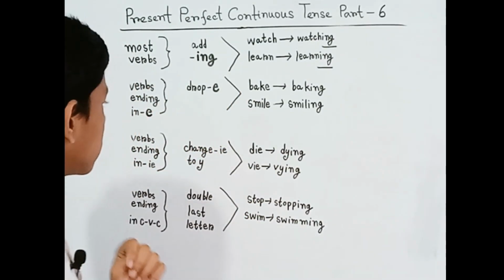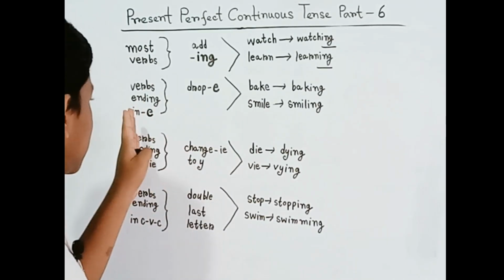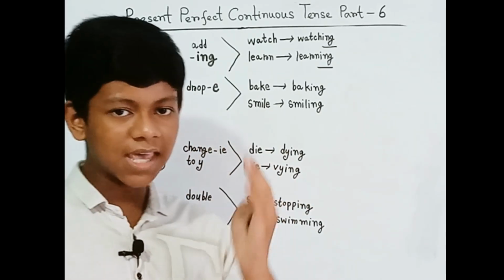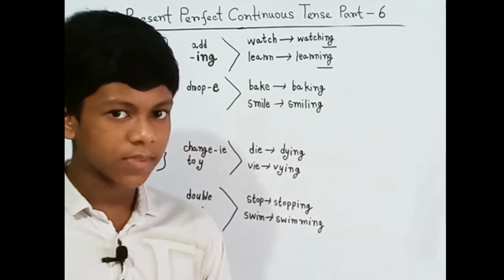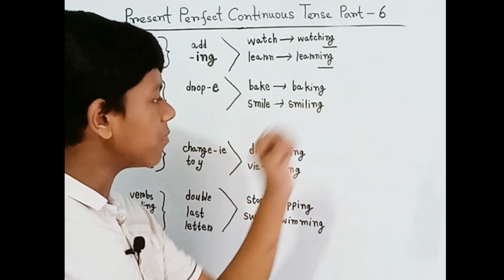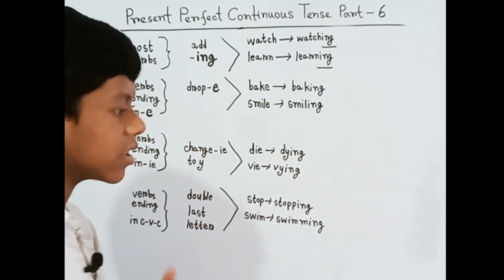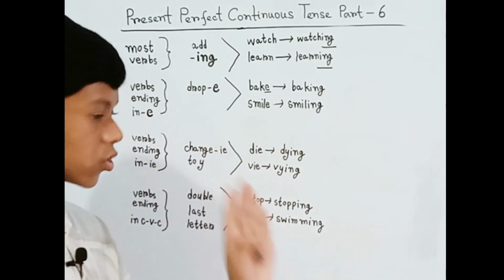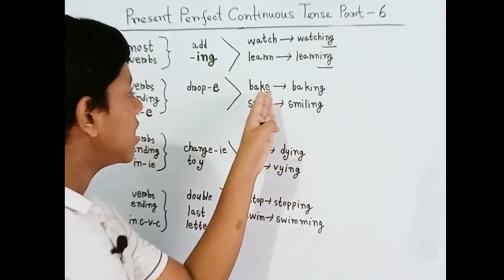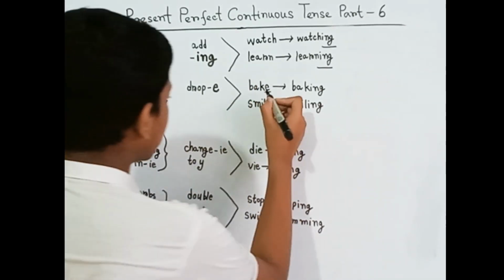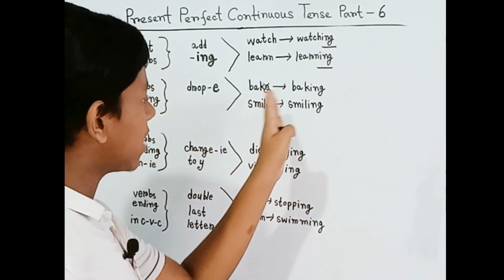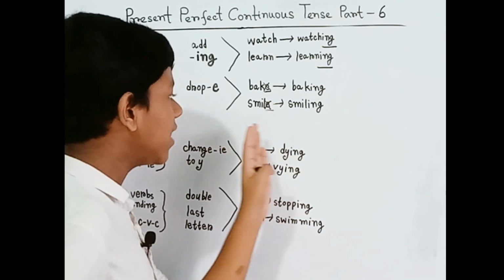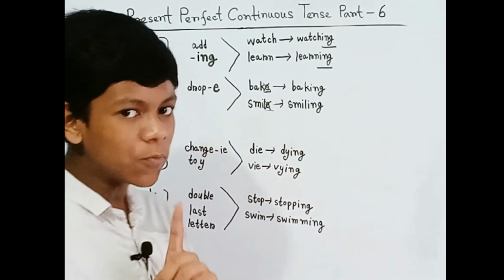The next, when the verbs end in e, only e, we have to drop the e, then we can add the ing. For example, bake becomes baking. Here's how it works. At the last position we get the letter E, so we have to cancel this letter, and then it becomes bake, baking. Same here, smile, smiling. I hope you have got it.